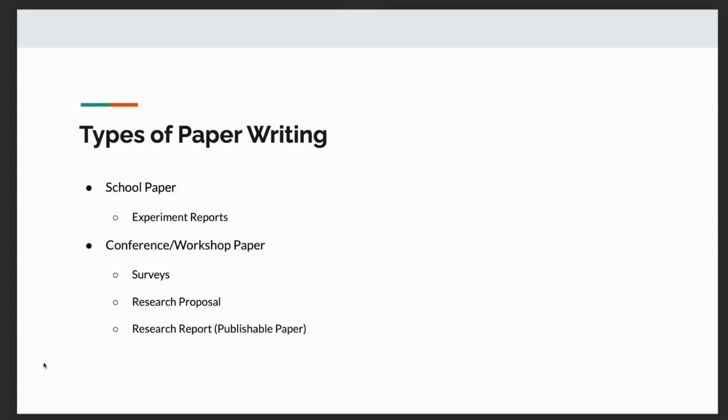So, types of paper writing. There could be many kinds of paper writings, but the two main ones that you would encounter are school papers and conference papers. So, school papers are something of the sort like you write a report on some experiment you did as part of your coursework. It could be like a 1 or 2 page report. Conference or workshop papers, on the other hand, are more extensive pieces of research or research proposals.